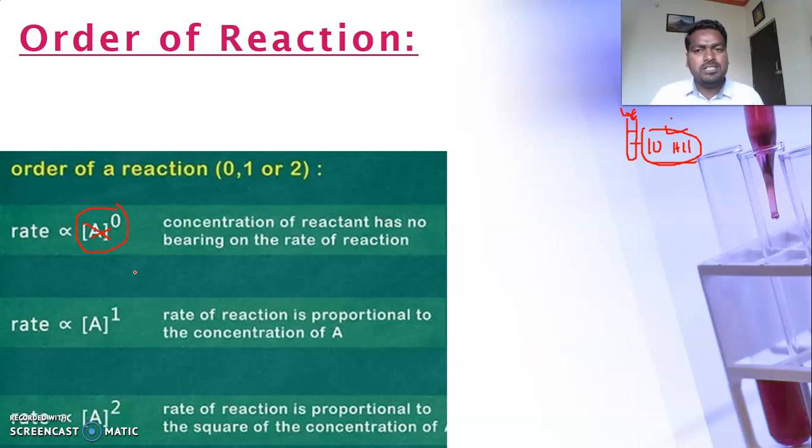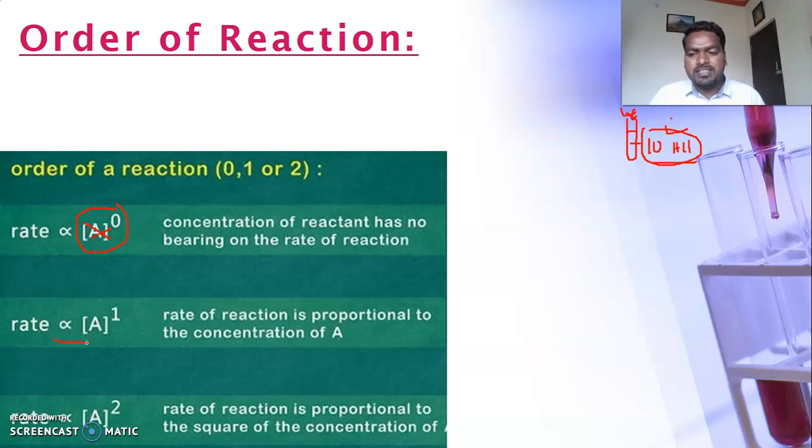Once again, dear students, the order of a reaction explains the dependence of the rate of reaction only on concentration, not on other factors. Suppose the reaction depends on light, then it is a zero order reaction. So photosynthesis is the best example for a zero order reaction. It depends on the amount of sunlight that falls on a plant.